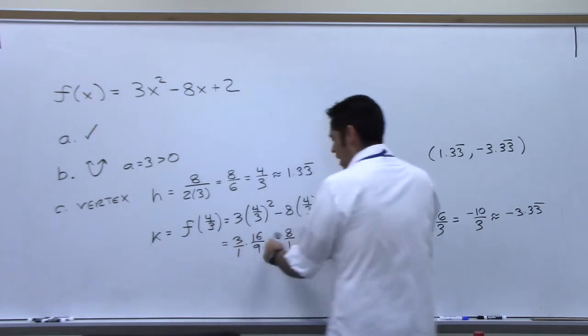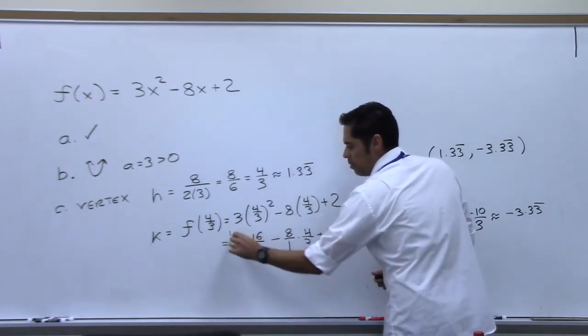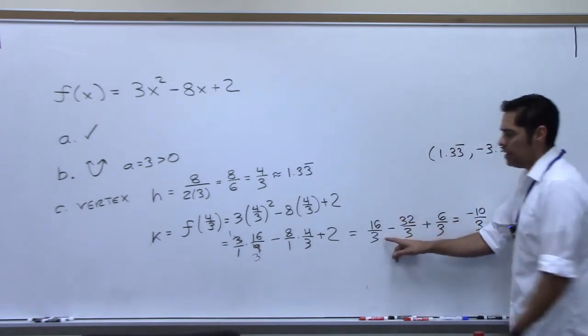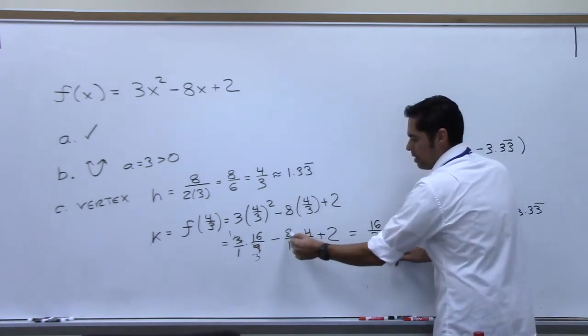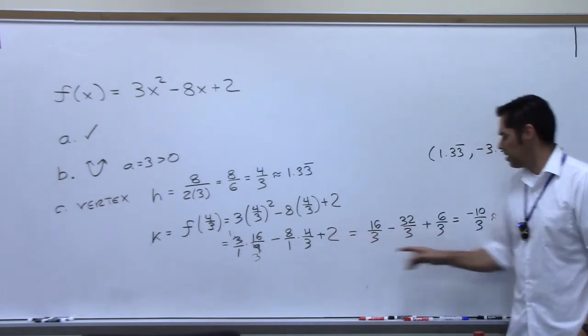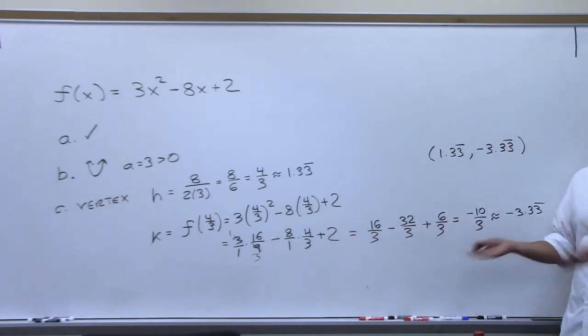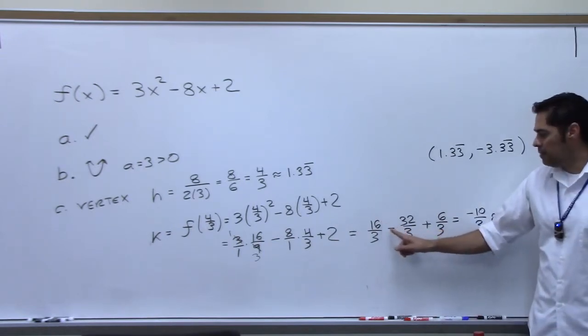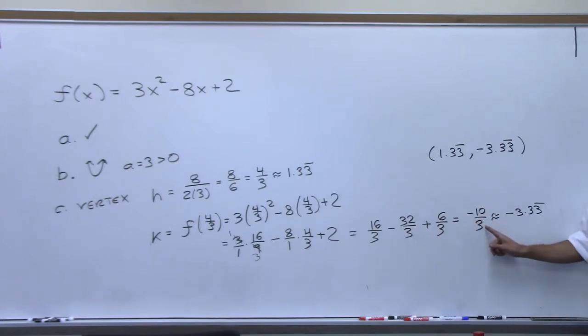And then I did this: 3 goes into 3 once, 3 goes into 9 3 times, and you got 16/3 over here. Couldn't do anything except put straight across 32 over 3. Then 2, I turned it into 6 over 3 because I knew I was going to need a common denominator, put them together. And then it's just a matter of 16 minus 32 plus 6 is this. Yeah? So negative 3.33.